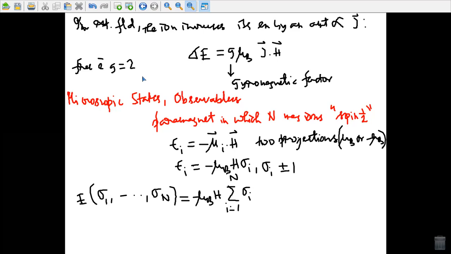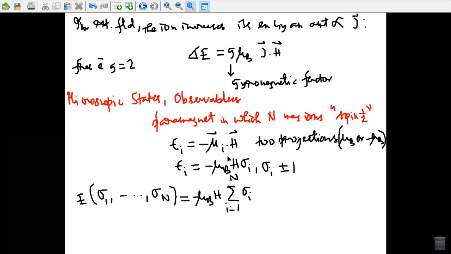Then we gradually discuss the microscopic states or observables. The simplest case that we begin with is a paramagnet in which n magnetic ions have spin half. This means that any projection or component of capital S may take on values plus or minus half only, right? So if a field H is applied to a single moment mu_i, the energy is given by epsilon_i equals minus mu_i dot H.